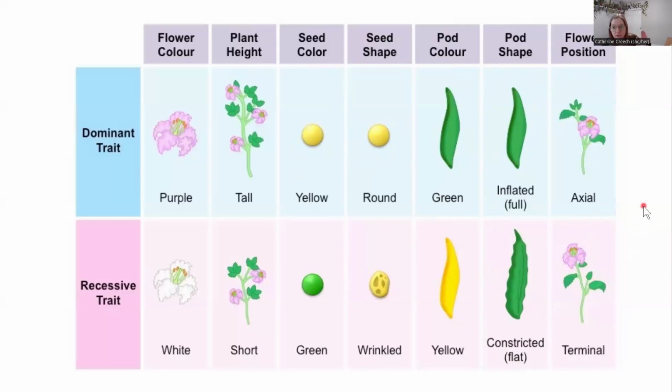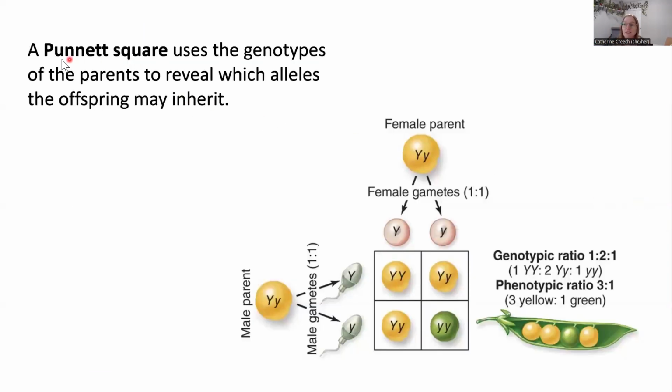And then flower position, which is even between branches, that's axial, or at the top of the branch, which is terminal. So Mendel did all these experiments where he would breed plants together and then figure out what their offspring were. So we have a way to do this now where we can look at a trait and then figure out its genotype and its phenotype, and then theoretically assume what its offspring are. And we call that a Punnett square.